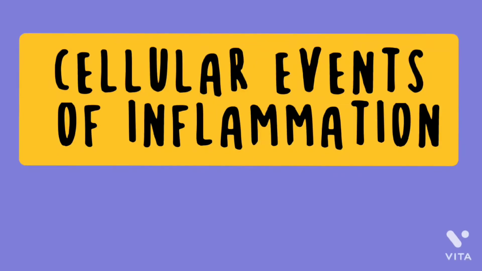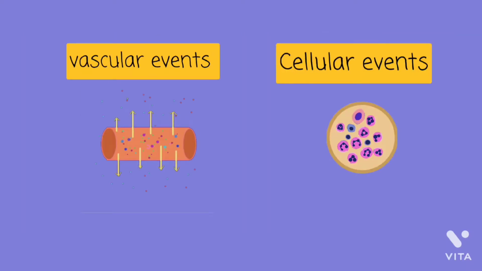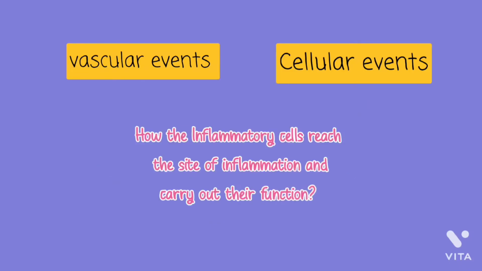Today we will study the topic cellular events of inflammation. There are two events which happen during inflammation, the vascular events and cellular events. We will discuss cellular events in detail today. We will understand how the inflammatory cells reach the site of injury and carry out their functions.